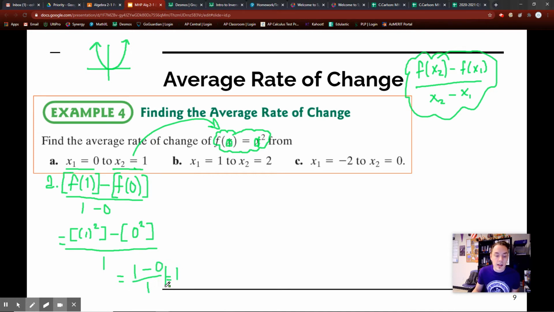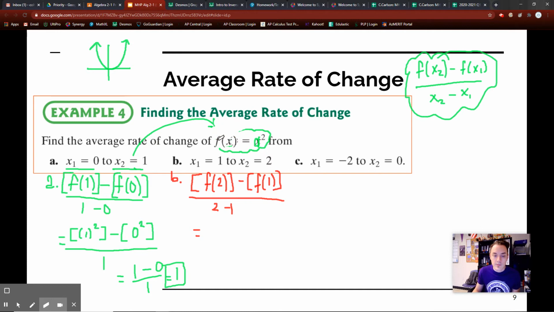So it is 1. What does that mean? It means my average rate of change is 1. It means your slope is 1. Okay, now what is B? For B, f of x2, which is 2, minus f of 1, because that's x1, and this will all be over x2, which is 2, minus x1, which is 1.